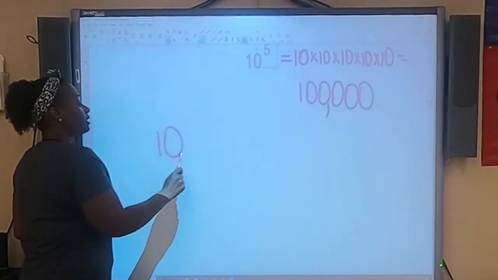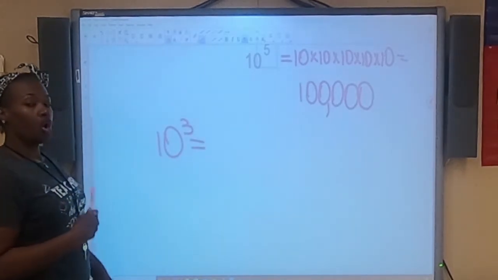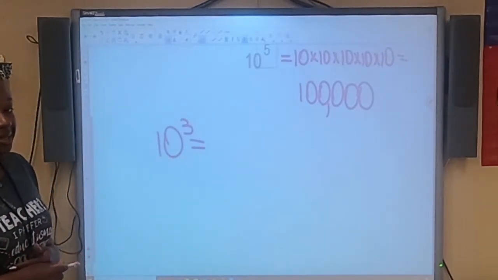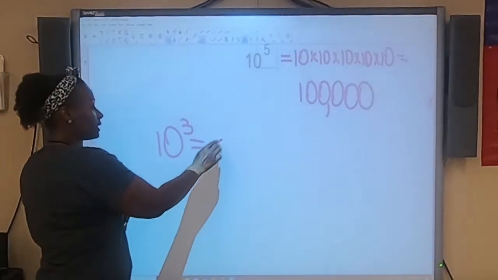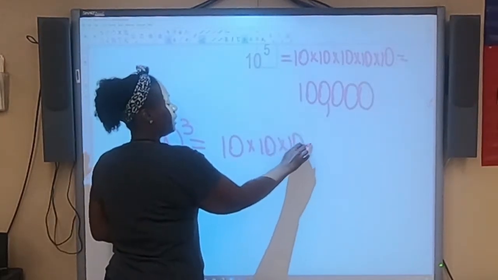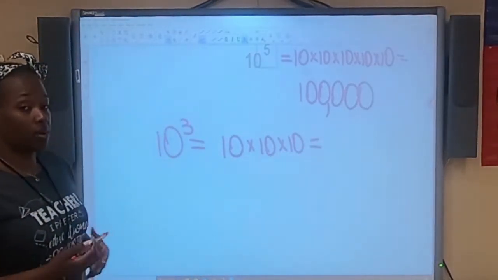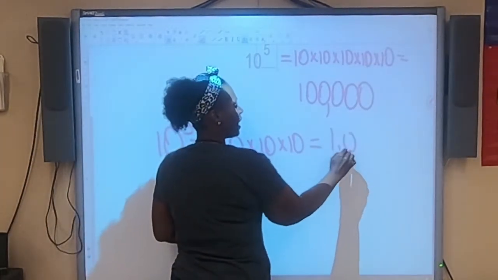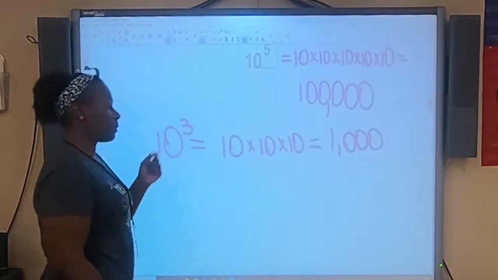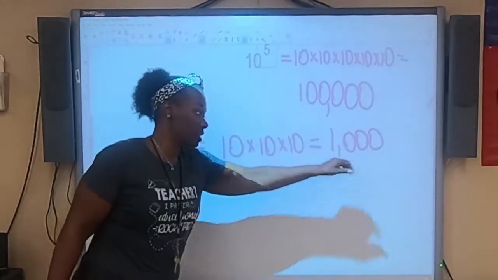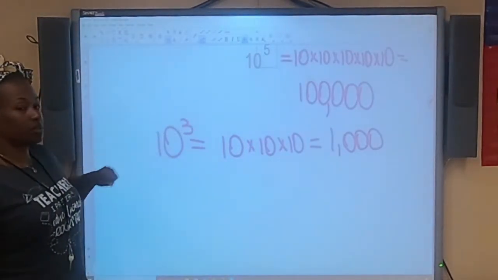Okay, let's try another. What if we had 10 to the power of 3? What would my multiplication sentence be using only tens? Right, 10 times 10 times 10. And what would our standard form be? 1,000, because 1,000 has 3 zeros. Notice my exponent matches my number of tens, matches my number of zeros. 3 zeros, 3 tens, exponent of 3.